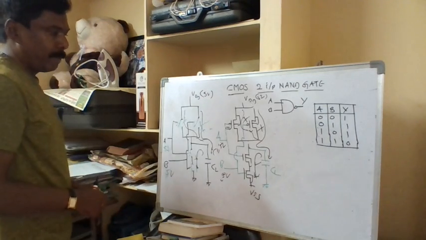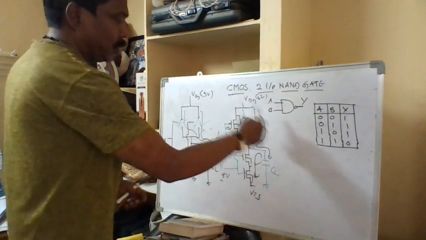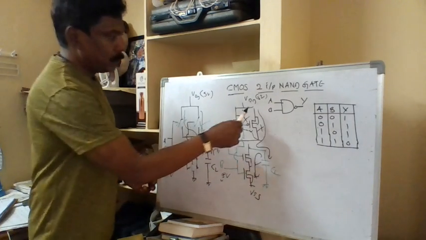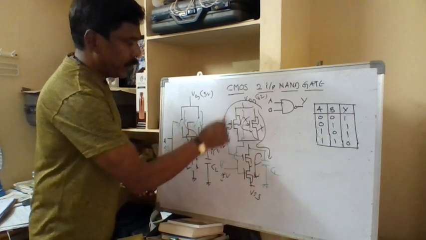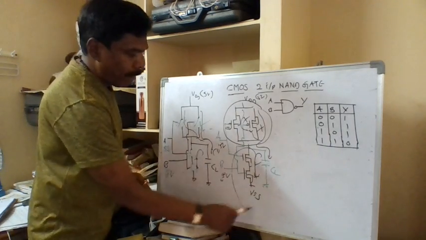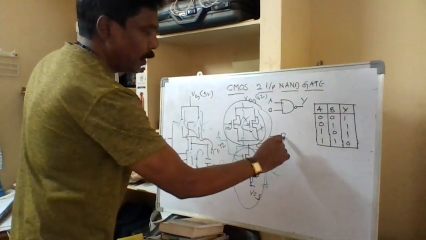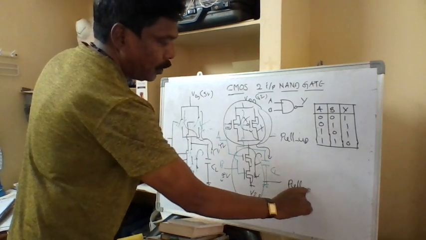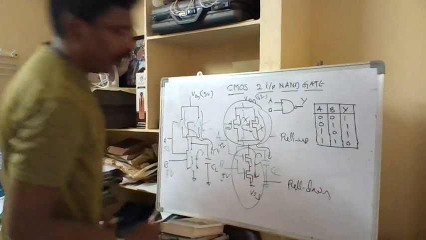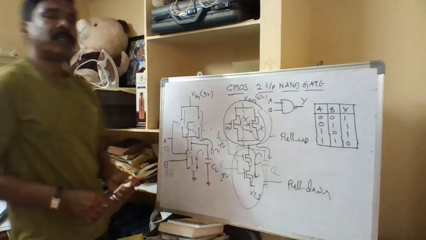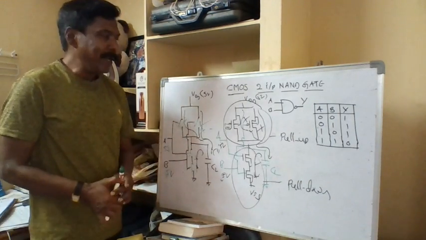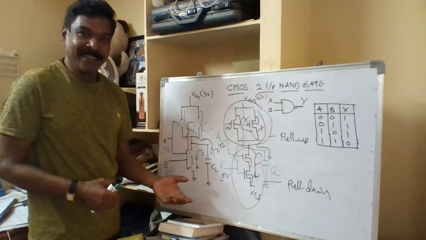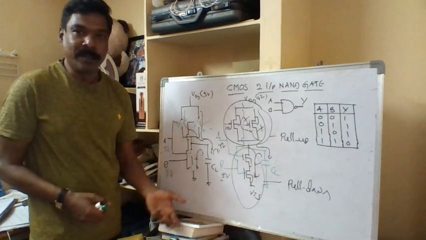So this simple CMOS, complementary MOS, is making your NAND gate operation. The upper one is called the pull-up network. This is pull-up. This is pull down network. The CMOS circuits are mainly complementary or inverting circuits. Naturally, we'll get the inverting output.